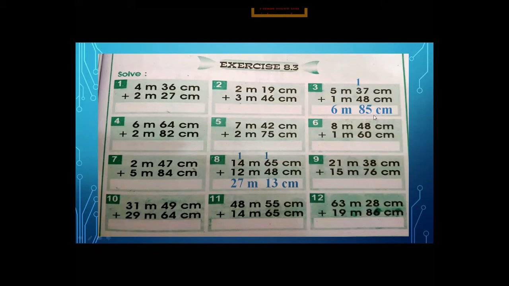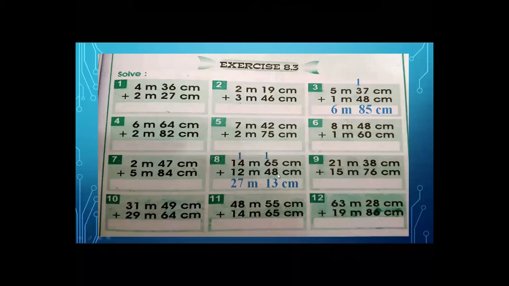Starting from here, 8 plus 7, 15, 5 here, and 1 of this 15 shifts to 3. 4 plus 3, 7, plus 1, 8. What's the answer in centimeter? 85 centimeter. Now come to here, 5 plus 1, 6. So your answer is 6 meter, 85 centimeter.